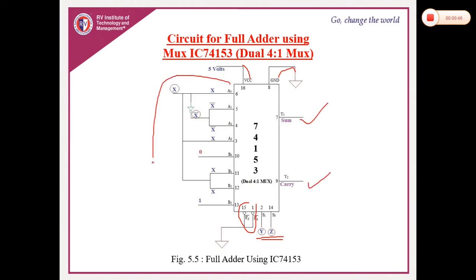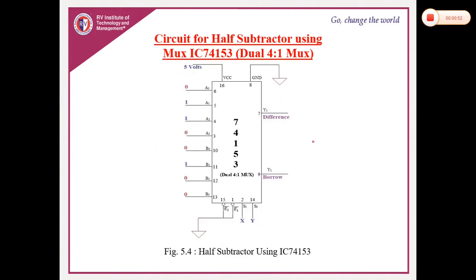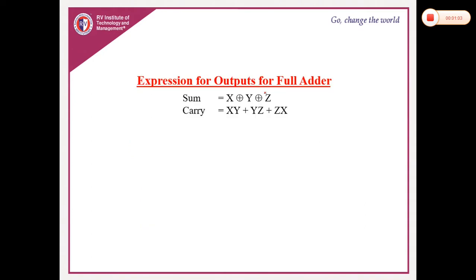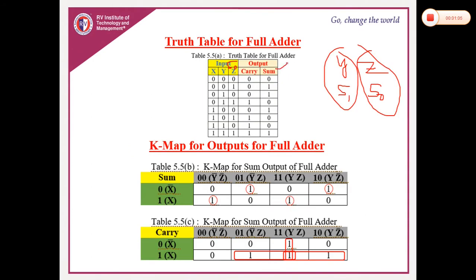But the input side is somewhat different, so we should concentrate on this. There is some logic for this. What is that logic? I'll explain it now. For the time being, forget about Y and Z. Concentrate on only X and the sum output first. Only X and only sum as of now.